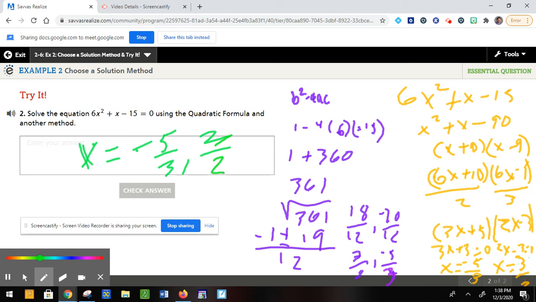By doing it Mudd's method, I did that in orange. Take the 6, multiply it over to the -15, get -9. Then you can unfoil that, get x plus 10 and x minus 9. You put the 6 back on. Then you divide out a common factor. So with 6x plus 10, you can divide a 2. With 6x minus 9, you can divide a 3. You end up with 3x plus 5 and 2x minus 3. Set those each equal to 0 separately. And then when you solve, you get the same -5/3 and 3/2.